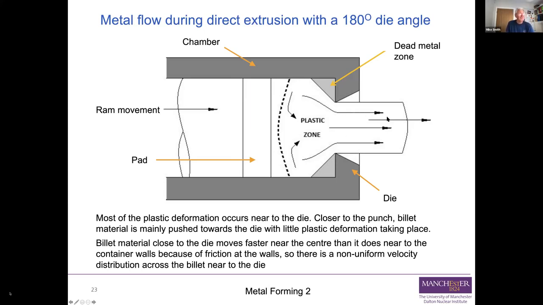And that's because of friction, again, because you've got frictional forces acting to decelerate, to restrain the material that's running along the edges. So the only way you can overcome those shear forces is by putting more shear forces into the material, which means you end up with a velocity profile there. You get more deformation in the middle than you do on the edges. And that has consequences when you worry about defects later on.